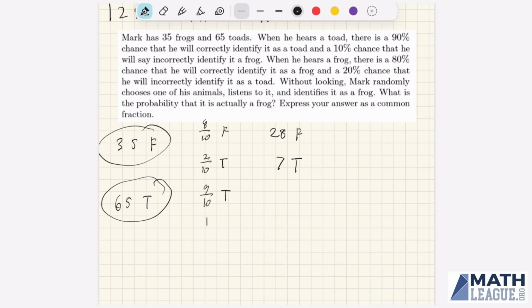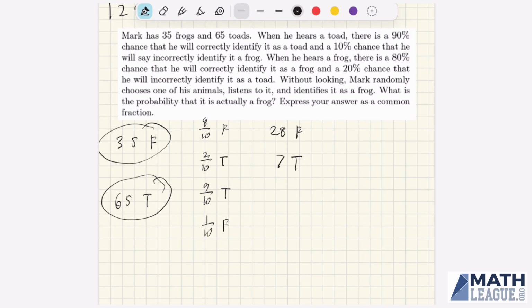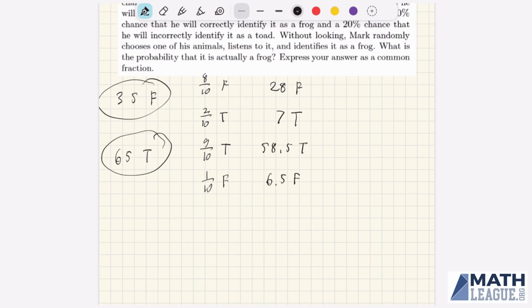And for the 65 toads, there's a 9 in 10 chance that he correctly identifies it as a toad, and a 1 in 10 chance that he incorrectly identifies it as a frog. So 1 in 10 chance, that's just 65 divided by 10. So 6.5 of the 65 toads will be identified as frogs incorrectly, and then the remainder, 58.5, will be correctly identified as toads. And to solve this problem, what you need to know is something called Bayes' theorem.